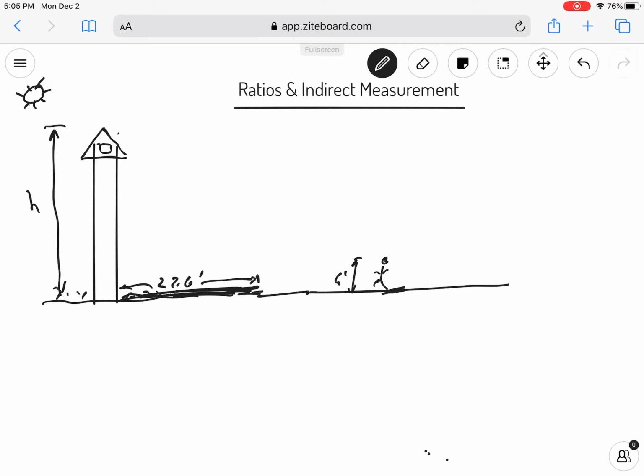And his shadow is 1.2 feet. Okay, so I can set up a ratio to figure out what H is. And to do that, then we have H over 27.6 equals 6. I'm going to put the height first and the length of the shadow underneath it.